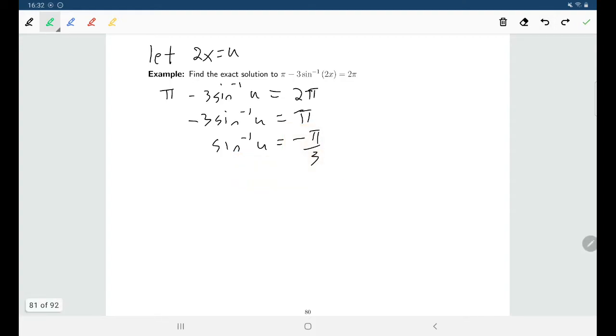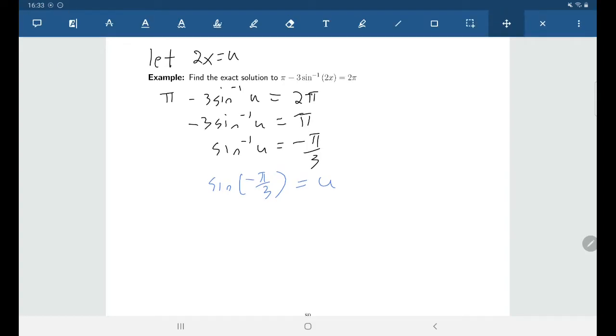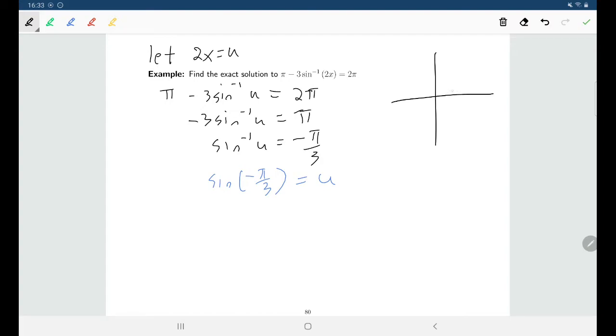We can say then that rewriting this as a trig function, sine of negative pi over 3 would be u. And now for that, we can do one little bit of extra work here. For sine of negative pi over 3, you can start off by drawing the angle and thinking about whether sine is positive or negative in that quadrant, and all the usual shenanigans that we've done in the past.